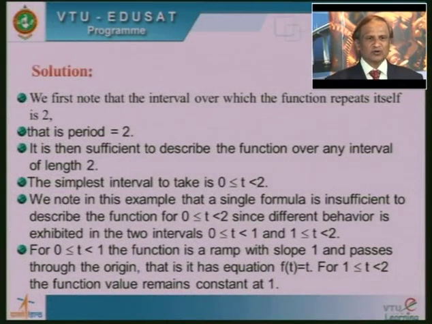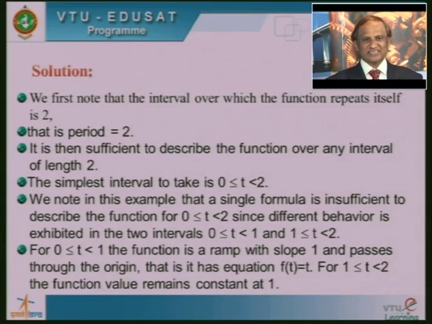We want to note down that the interval over which the function repeats itself is 2. So, 0 to 1 and 1 to 2 means the period is 2. It is then sufficient to describe the function over any interval of length 2. The simplest interval to take is 0 to 2, which means t lies between 0 and 2.